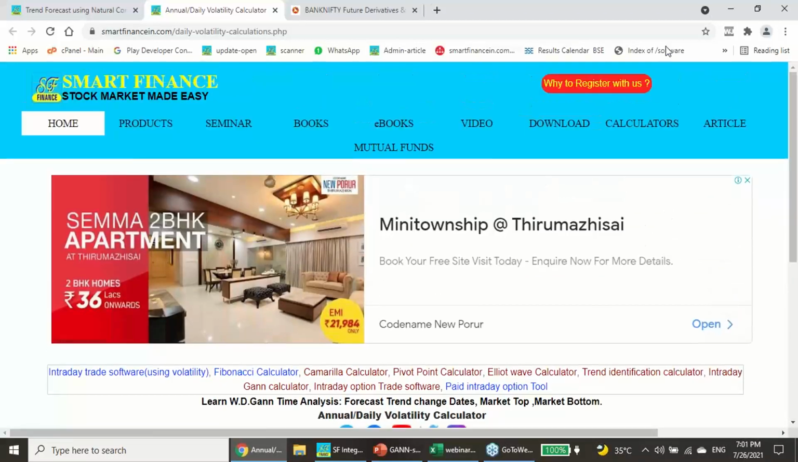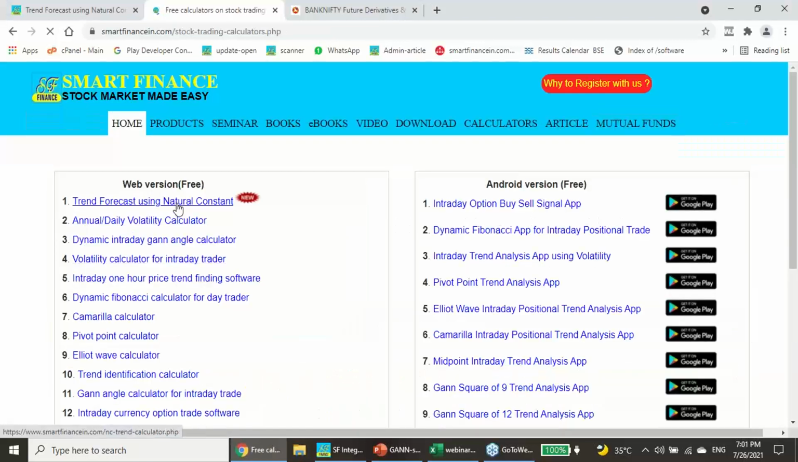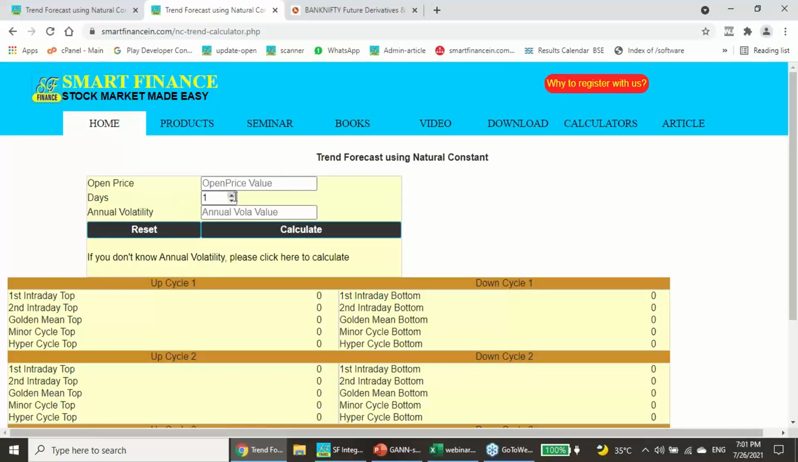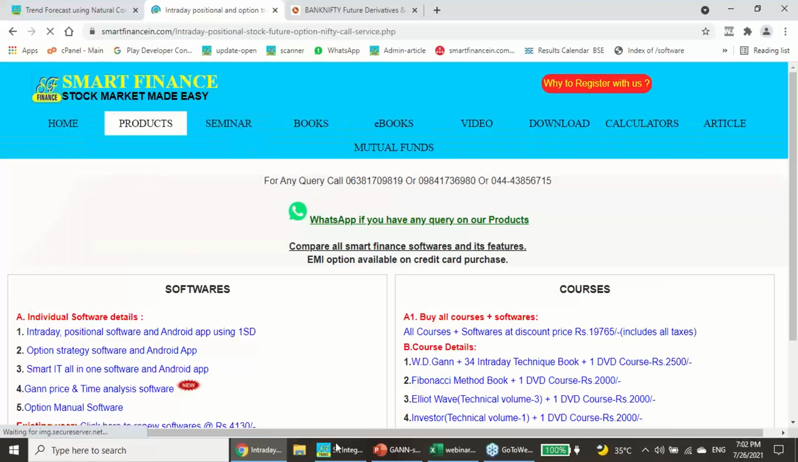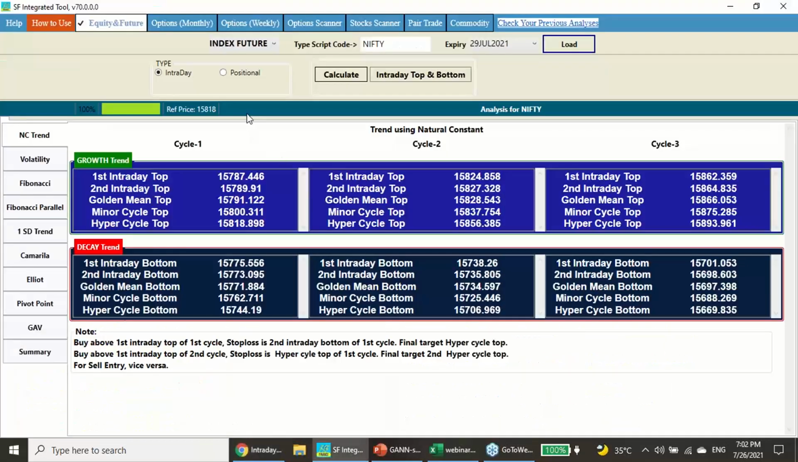So the associated calculators are being given here. It requires only three inputs: opening price for intraday, and annual volatility. For positional, you have to take the closing price for the day, the number of days you want to hold the position, and annual volatility. Only three inputs, and the readings will be valid for the entire day. So this is what I have told, and this particular concept is being programmed in our smart IT all-in-one tool.